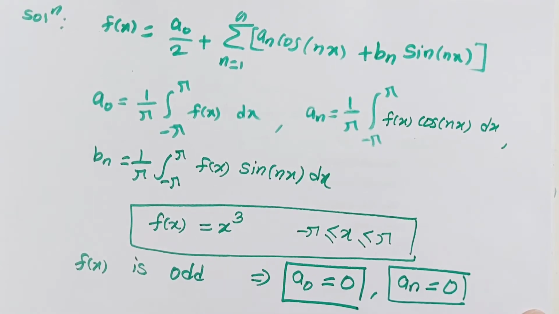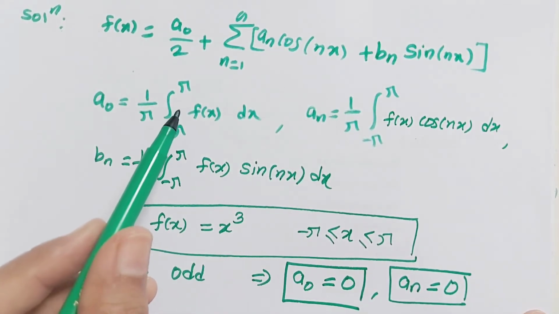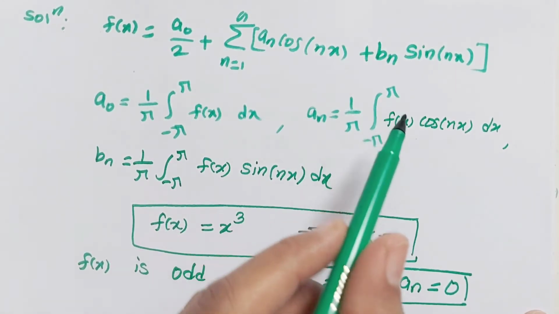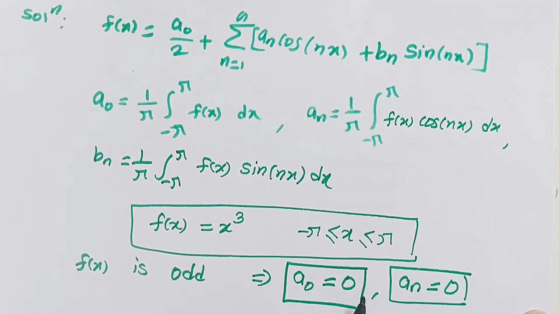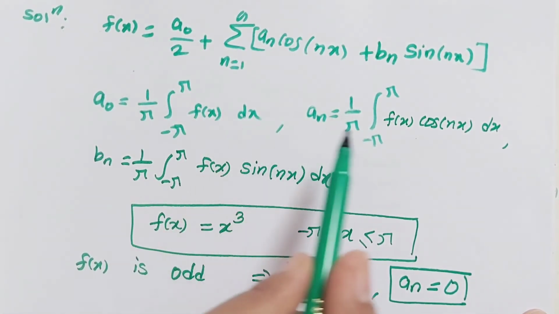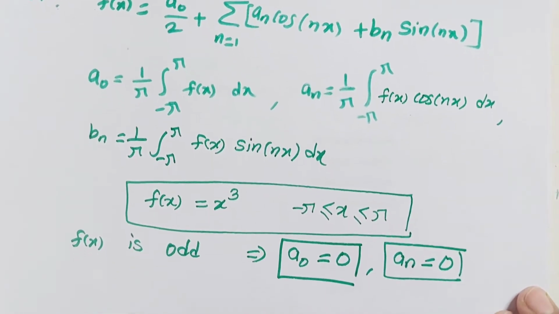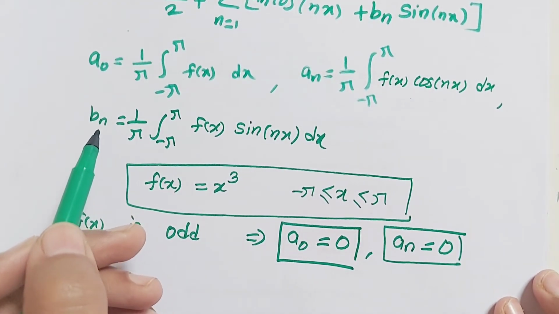We are discussing even and odd only if the interval is minus a to a, because if the interval is minus a to a and the function is even, then this integration is twice the half-range integral, and similarly for minus a to a, if the function is odd, then this integral is 0. That's why we use this concept of even and odd. So no need to find this value, directly we get this constant 0. Now we have to find the value of bn.